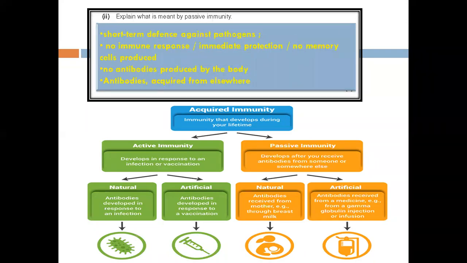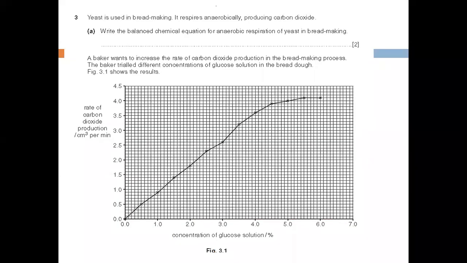Now let's move toward another question. Yeast is used in bread making and it respires anaerobically producing carbon dioxide. Write the balanced chemical equation for anaerobic respiration of yeast in bread making. Anaerobic respiration means the breakdown of glucose in the absence of oxygen, right?